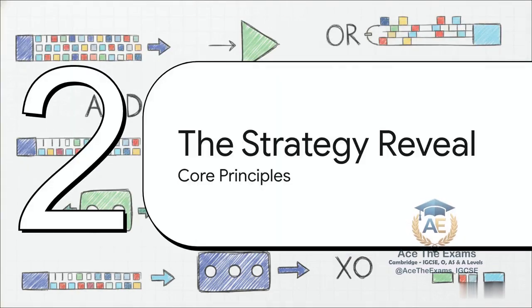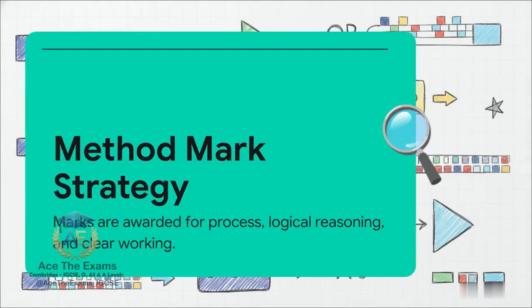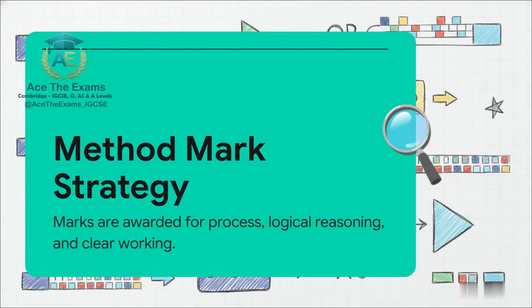Section 2. The Strategy Reveal. Core Principles and the Assessment Framework. This right here, this is your secret weapon. It's called the method mark strategy. This is a core assessment principle where marks are actually awarded for the systematic process, the logical reasoning, and the clear working rather than just getting the final answer perfectly right.